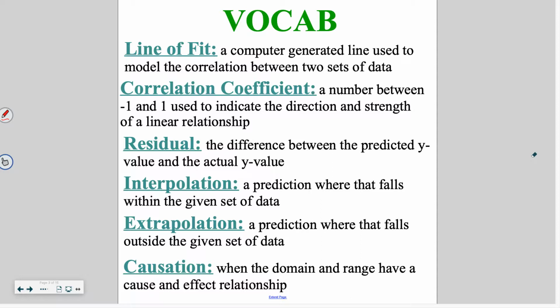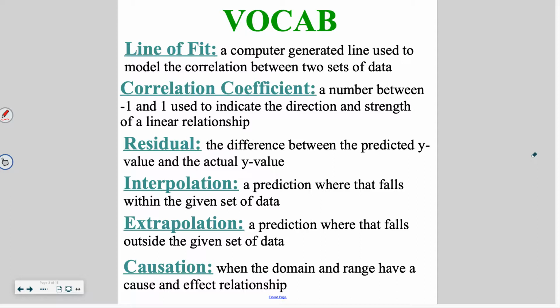Correlation coefficients, that's a number between -1 and 1. That is going to indicate the direction and strength of a linear relationship. We're going to dive into that a little bit deeper in a few moments. Residuals, this is the difference between a predicted y value and an actual y value. So once we have our linear model, our line of best fit, we're going to be able to make predictions. And then in order to compare the prediction with the original value with any given data point, we call that the residual.